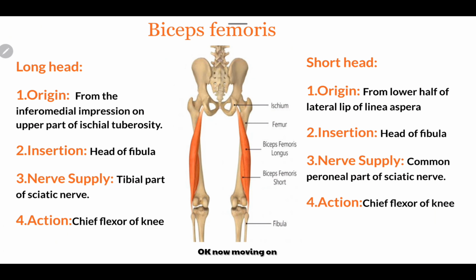Now moving on to the third muscle, that is the biceps femoris. Biceps femoris has two heads, short head and long head. So this is the long head. You can see here, this is the long head and this is the short head.